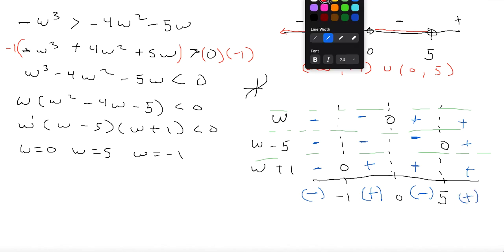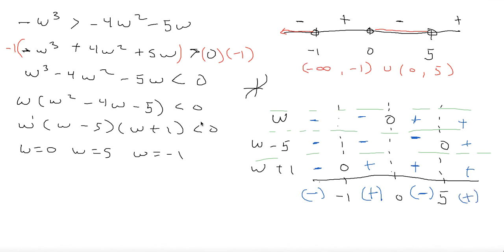So here we would say the same thing. We wanted the regions that were less than 0. And so that would be from right there. We'd skip that because it's positive. And right there. And same interval notation.